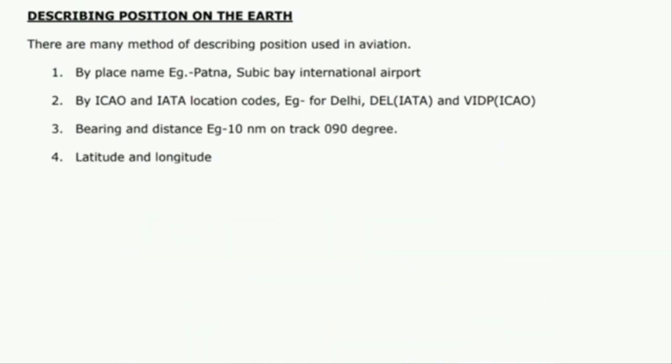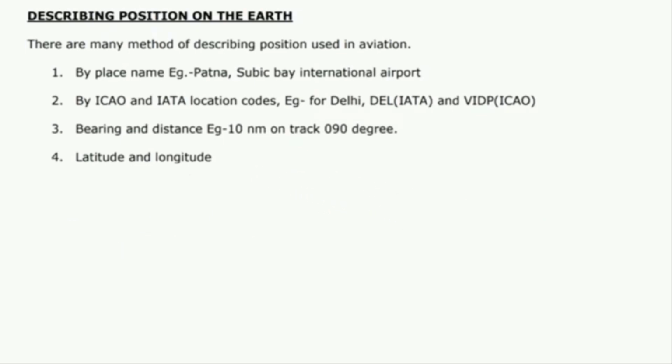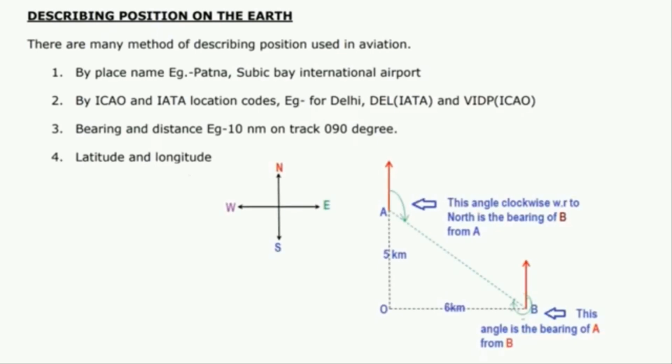Point number 3, bearing and distance. For example, 10 nautical miles on track 090. Bearing means direction. We use it also in normal life. For example, drive 90 km to the east and you will reach that place. So we use bearing and direction in aviation. We will solve many problems using that.